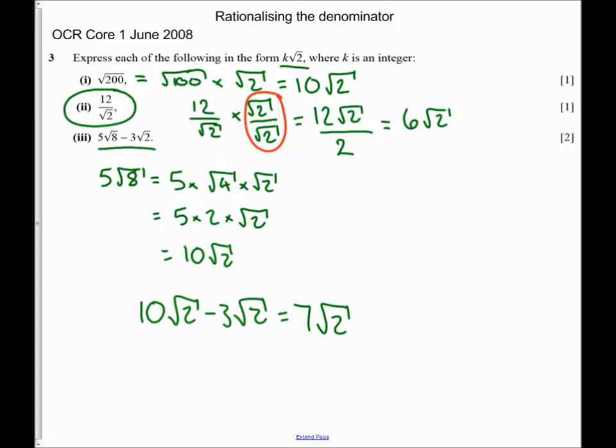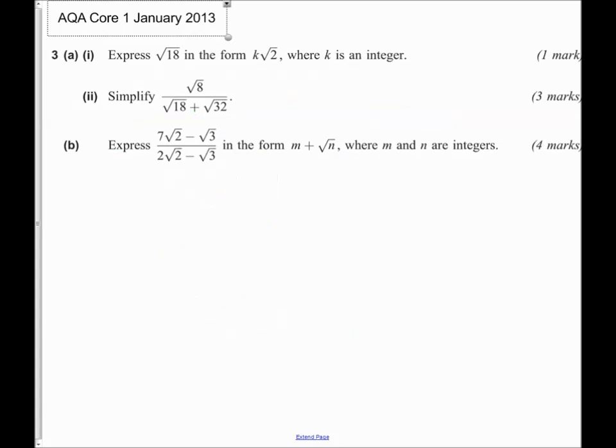So the new bit here is the rationalizing the denominator, and if we've only got one surd on the denominator, I just multiply top and bottom by that surd. Unfortunately, it's not always that straightforward. Let's have a look at another exam question. So the first bit, 3a(i), says express root 18 in the form k root 2. We should be experts at this by now. I'm going to write root 18 as the square root of 9 multiplied by the square root of 2, and I can square root 9 to get 3 root 2.